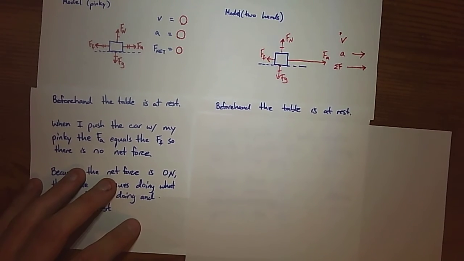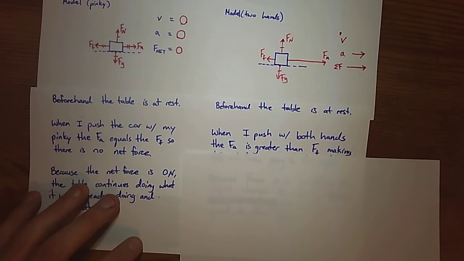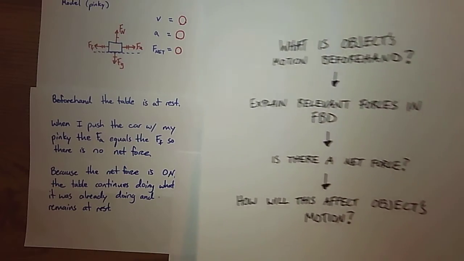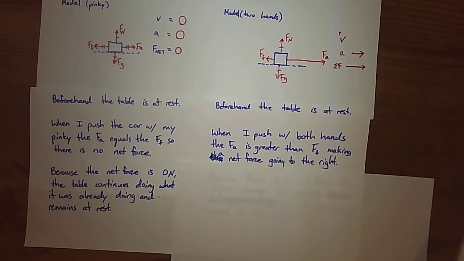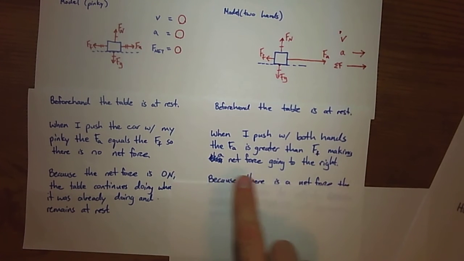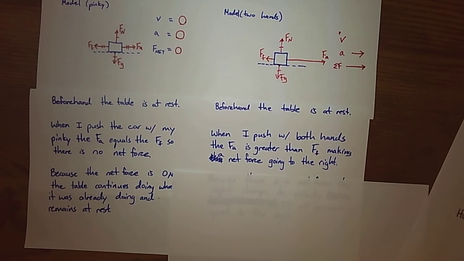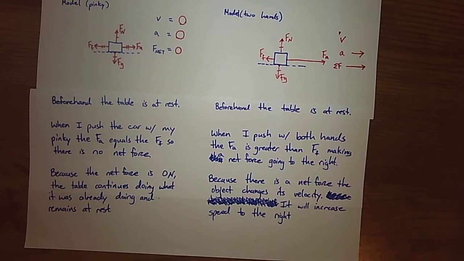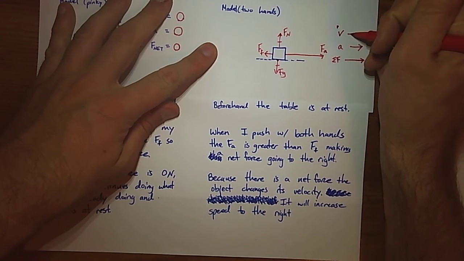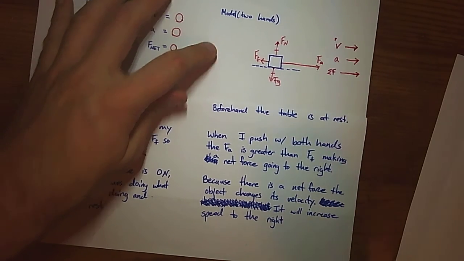So remember, we're going to use the same type of progression. What's the object's motion beforehand? Before, the table is at rest. Then when I push with both hands, the applied force is greater than the force of friction. So at this point, I've explained the relevant forces in my free body diagram, but then I go on to talk about my net force. The applied force is greater than the force of friction, making a net force going to the right. And the last part is, because there's a net force, the object changes its velocity. It will increase speed to the right. So I'm going to have my velocity going to the right as well, based on that.